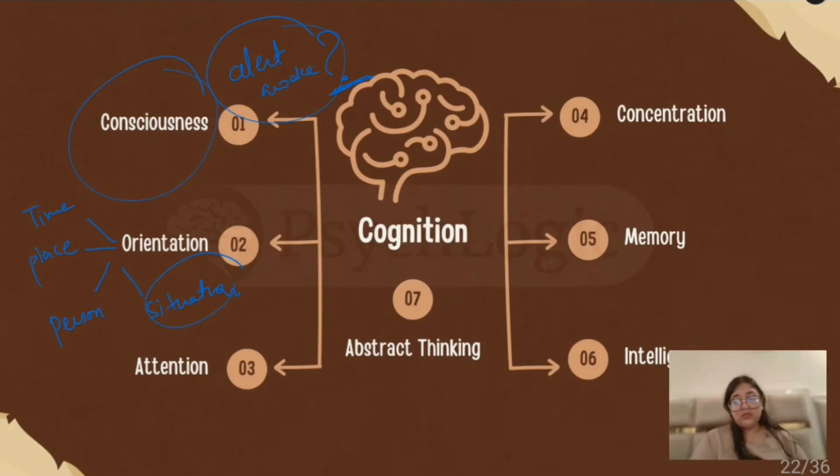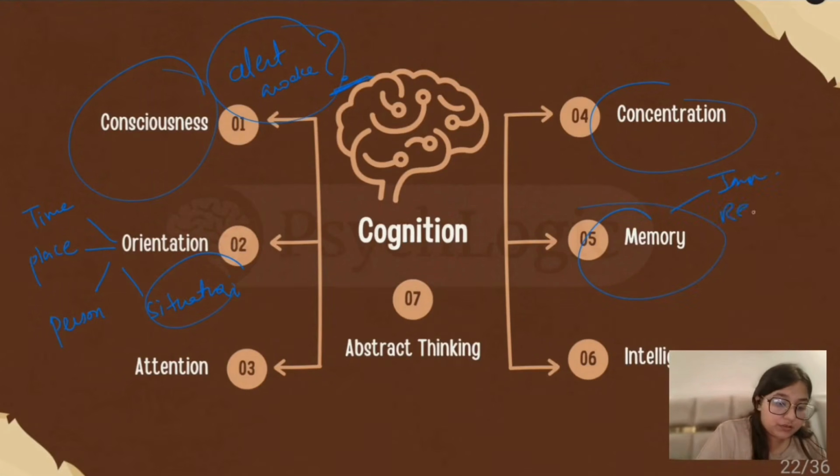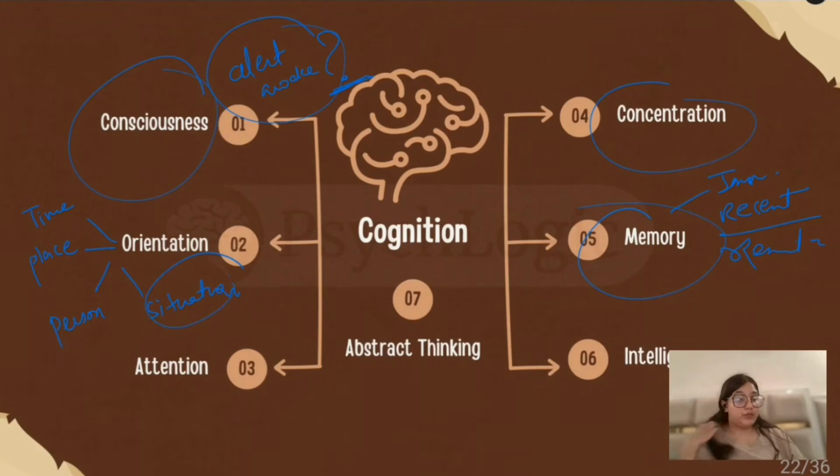Okay. Attention. Are they able to focus initially? If you call their name, they focus. And then concentration: are they able to sustain that focus? I'm talking to you, talking to you, talking to you. Are you able to concentrate and focus for a longer period of time? In memory, what we are checking is their immediate memory, their recent memory, and their remote memory. Recent could be what they had for breakfast, remote could be some story from their childhood, and for immediate you can just ask them what you just said.